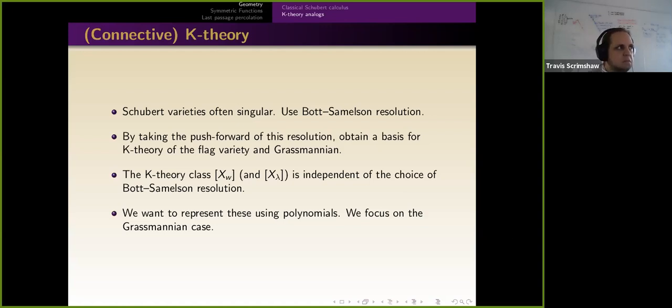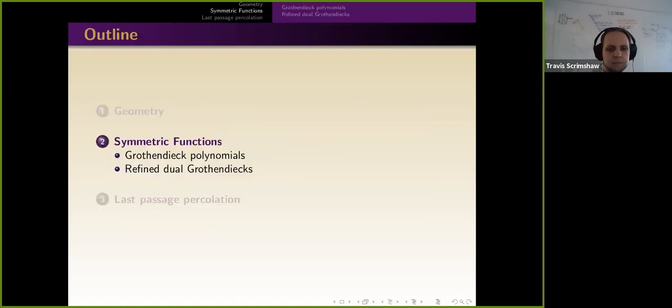And all of this geometry is great, but we want to actually do some computations with it. In the cohomology case, these are given by Schur functions, but we want to look at the K-theory analog of this. And that's where Grothendieck polynomials enter our picture.